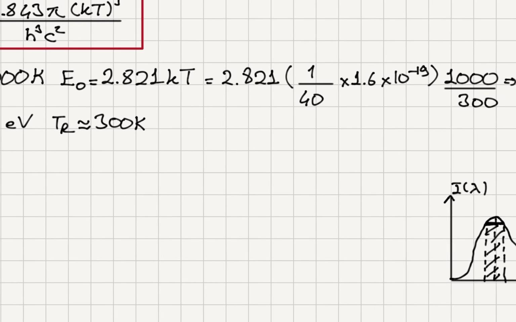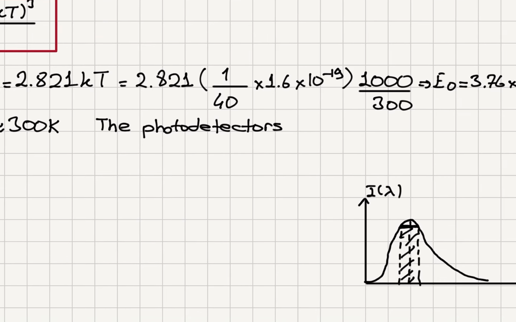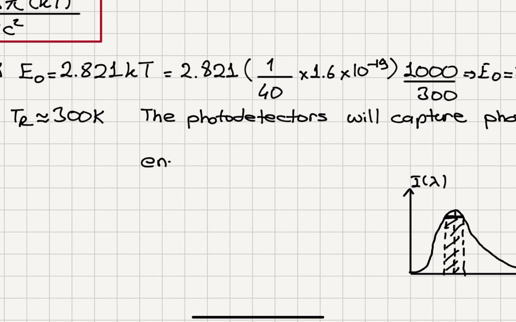Okay, so now we're told that the photodetectors that are at the surface of the inner sphere will capture photons that have a certain energy range, so with energies E0 plus or minus delta E. And this delta E was defined to be 1% of the energy. So E0 plus or minus 0.01 E0.